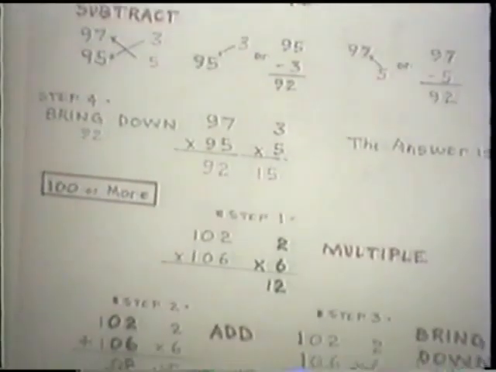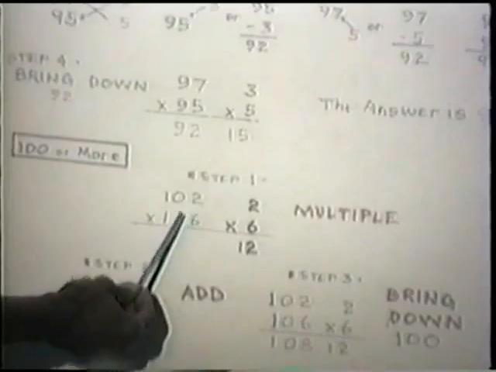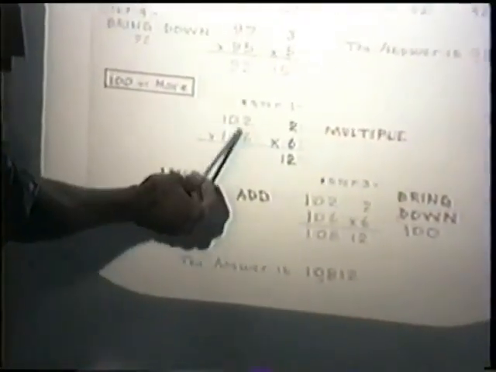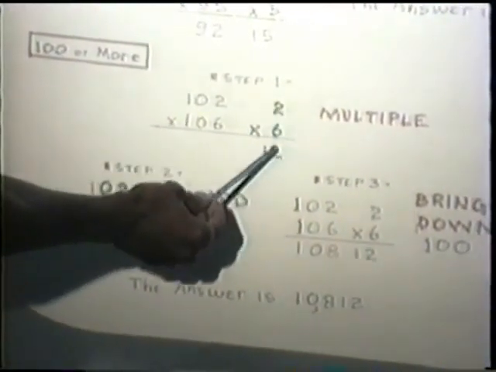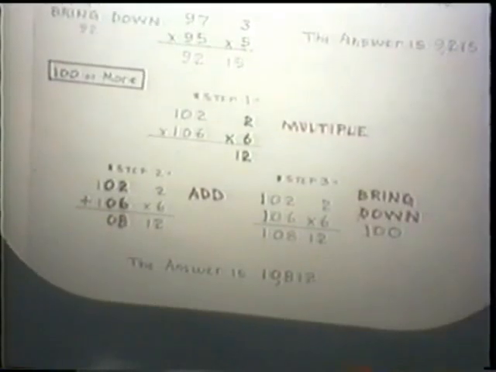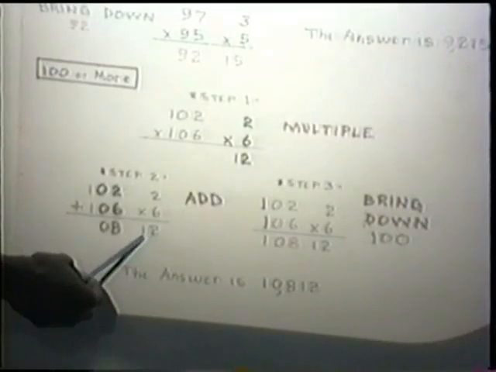Now we're getting to numbers that are 100 or more. Okay. For 106 times 102, what is the answer to that? We multiply the 6 times the 2 and we get 12. That's the first step. In the second step, we add the 6 and 2 and we get 8. We bring down the 12. 6 and 2 makes 8.